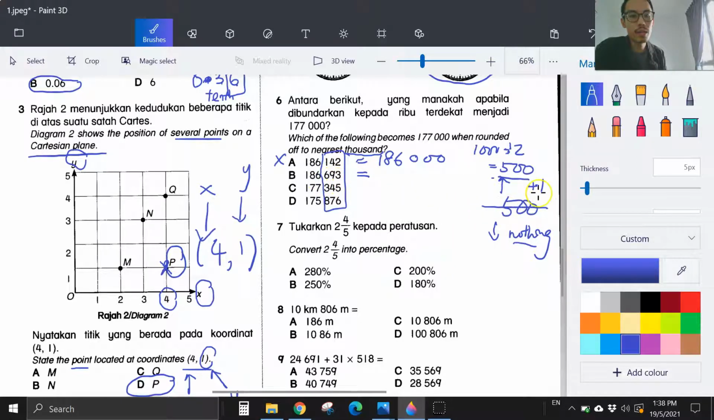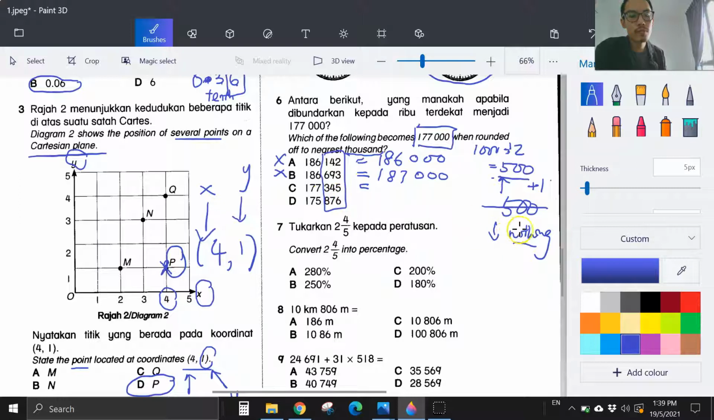693 is more than 500, so we have to plus 1. Now where do we plus 1? 186 plus 1 becomes 187. And then the last 3 digits also change to 0. This is also not the answer. We are looking for 177,000. Okay, let's look at C.